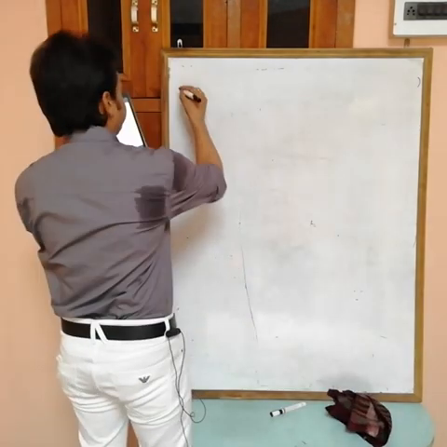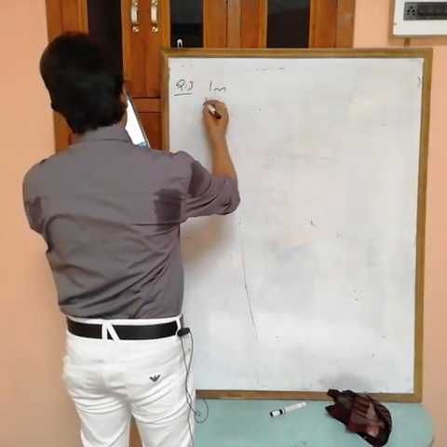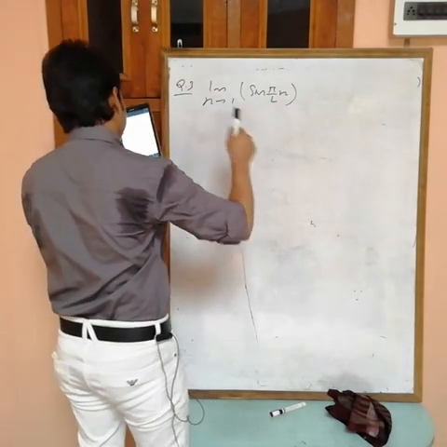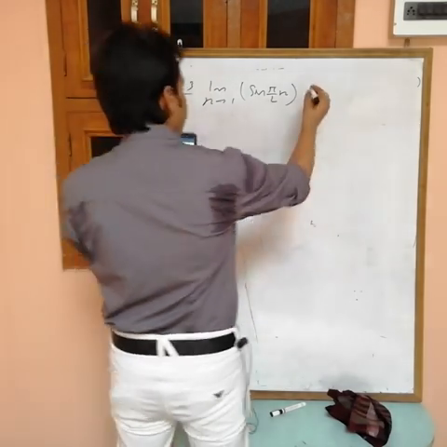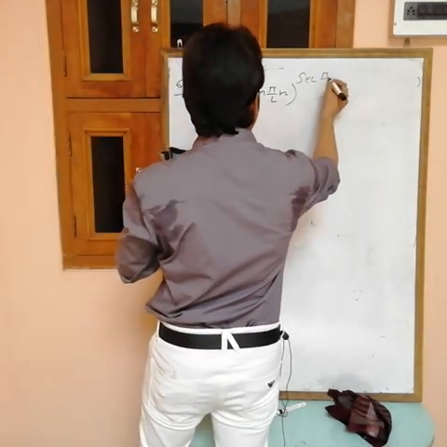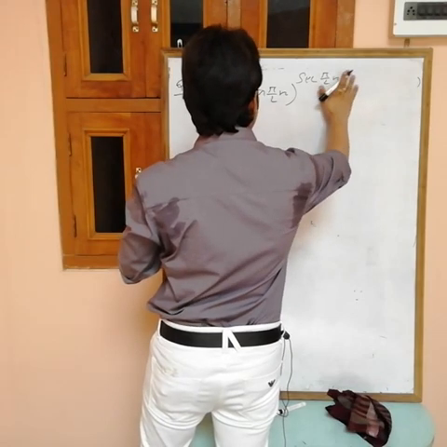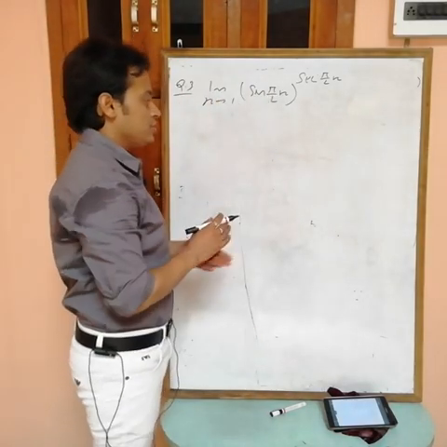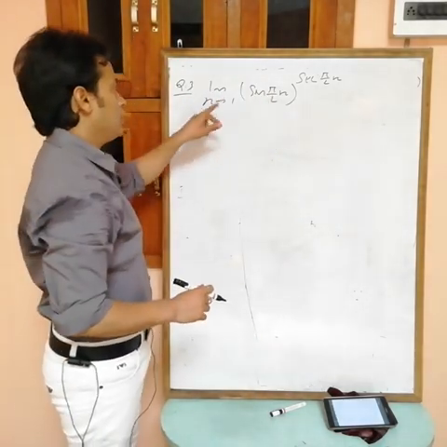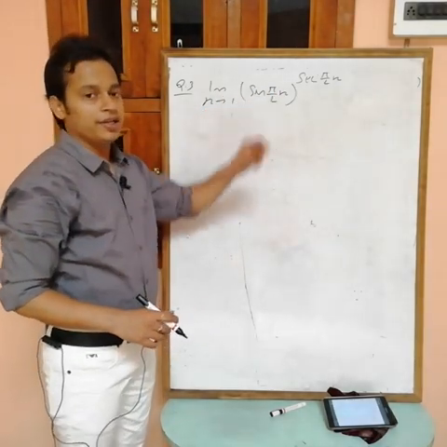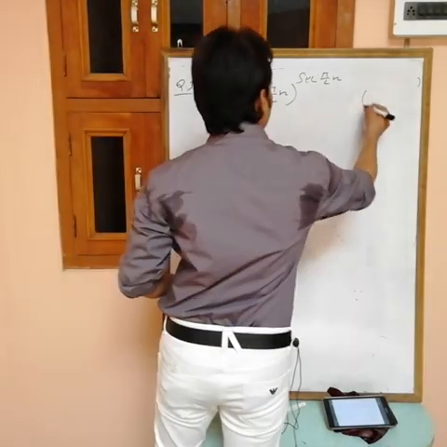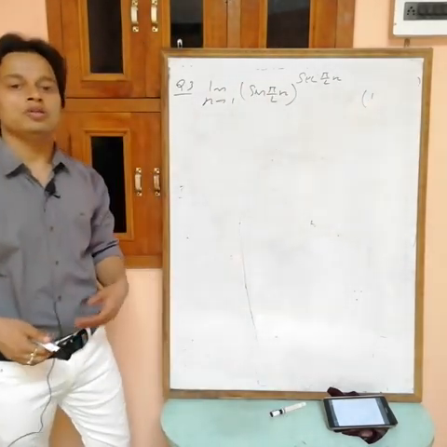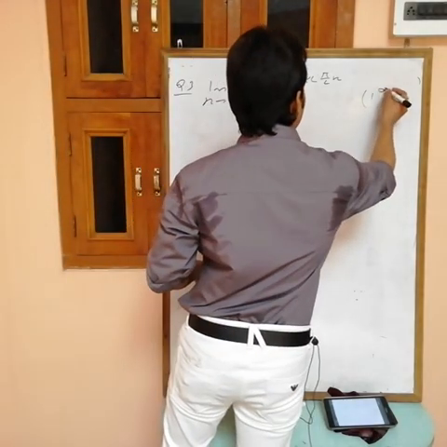Next is limit x tending to 1 sin pi by 2x power sec pi by 2x. Okay, now if you put x equals to 1, there is no greatest integer here, so you tend to the value. If you put x equals to 1, what we are getting? Sin pi by 2, sin pi by 2 is 1. And sec pi by 2 is infinity. So we have 1 power infinity form.